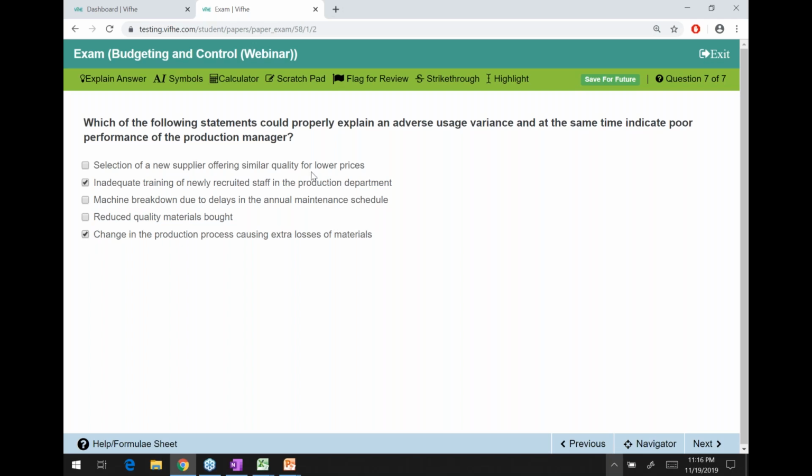Okay. So the material usage variance is coming adverse. So these are the reasons, not the second one. The third one also is not the answer because the third one will have an impact on efficiency. We are talking about usage variance. So two are the answers. It's the second and the last one. So I hope this is clear to all of you.